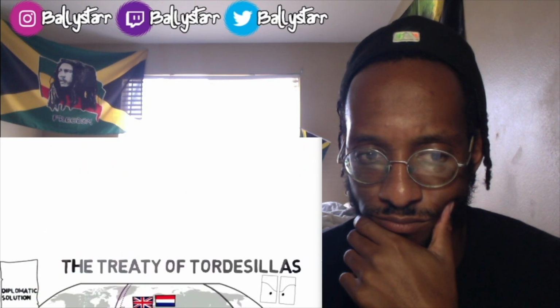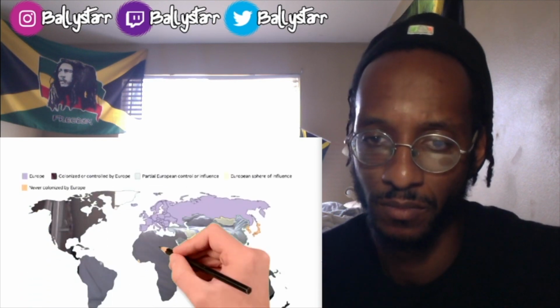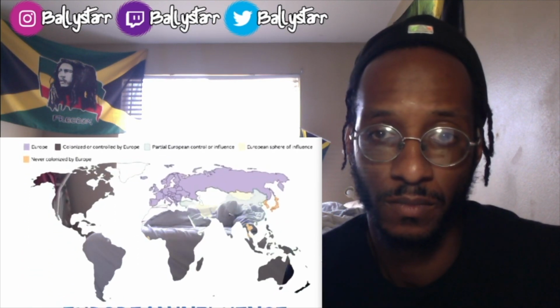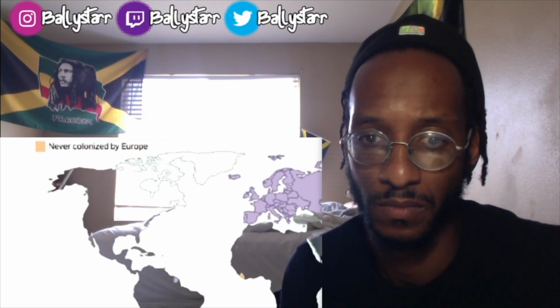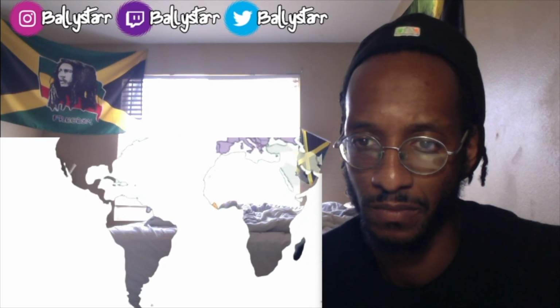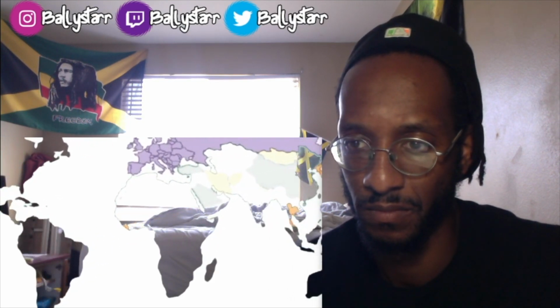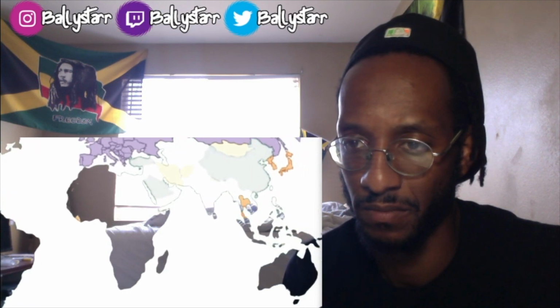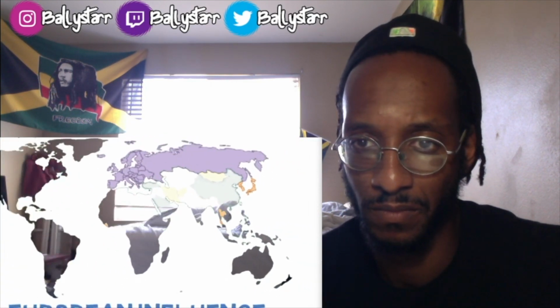Next, keeping with the colonial theme, European influence. In this map, we can see how Europe has stretched out its power and influence throughout the world, at least back in history. The biggest evidence of this is in fact the colonial period from the 16th to about the 20th century. Pretty much all of the world was at one point or another under European influence, with a vast majority of it having actually been colonized or fully controlled.